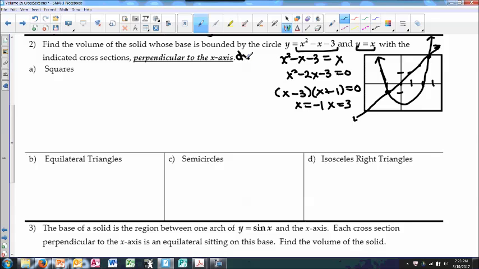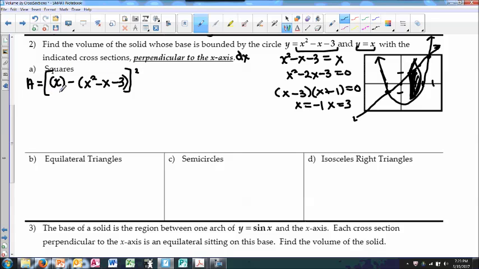Perpendicular to the x-axis is dx. So that means my side length through my base is upper minus lower. We'll start by talking about the square again. So the area of the square is side times side. So my upper in this case is y equals x minus my lower, which is x squared minus x minus 3. And if I square that side length, I get the area of the square.